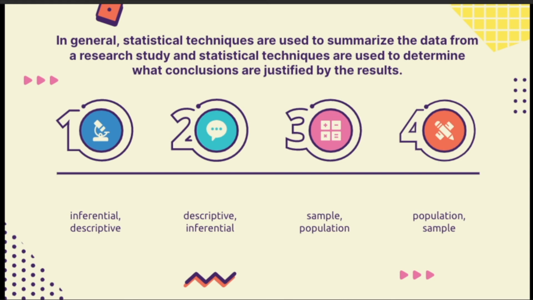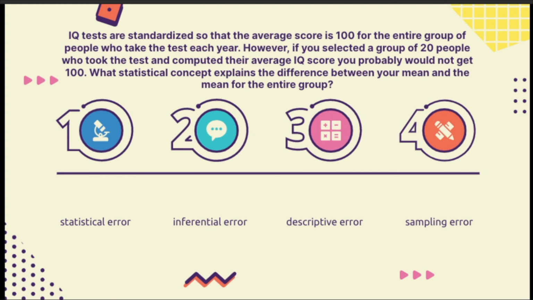It's descriptive, inferential. IQ tests are standardized so that the average score is 100 for the entire group of people who take the test each year. However, if you selected a group of 20 people who took the test and computed your average IQ score, you probably will not get 100. What statistical concept explains the difference between your mean and the mean for the entire group? Statistical error, inferential error, descriptive error, or sampling error? It's sampling error.